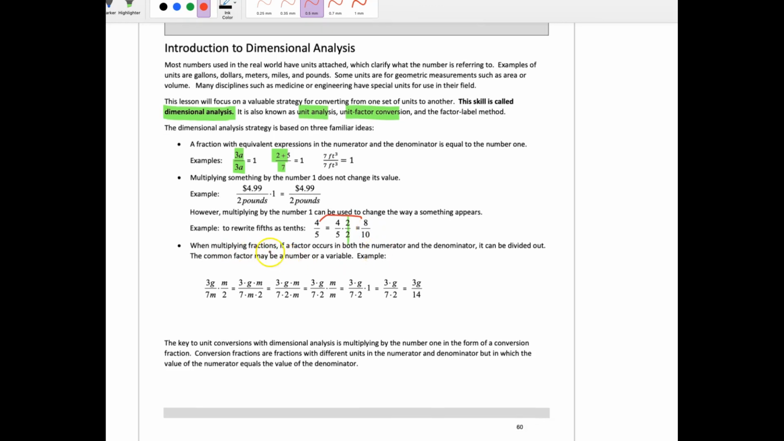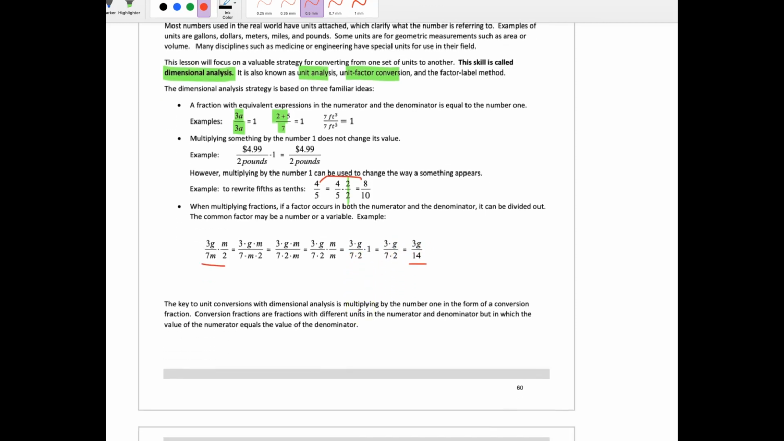When multiplying fractions, if a factor occurs in both the numerator and the denominator, it can be divided out. That's another way to think about this. The common factor may be a number or a variable. Here's an example you can look at as we do some arithmetic, where it gets simplified and this becomes this over here. You want to analyze how the ones disappear, because anything times 1 is itself.